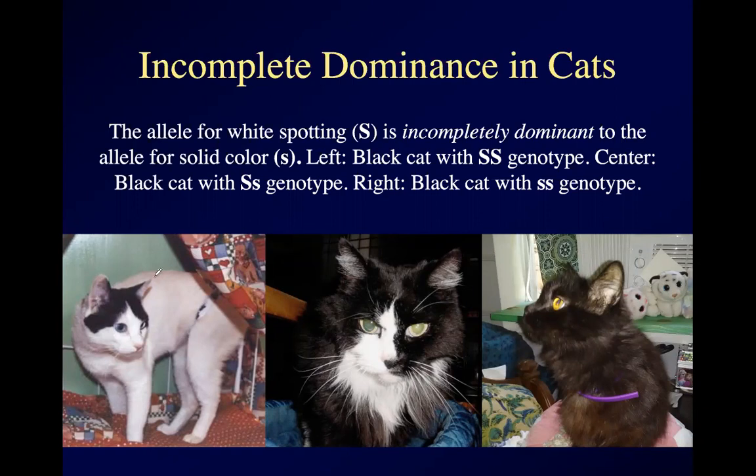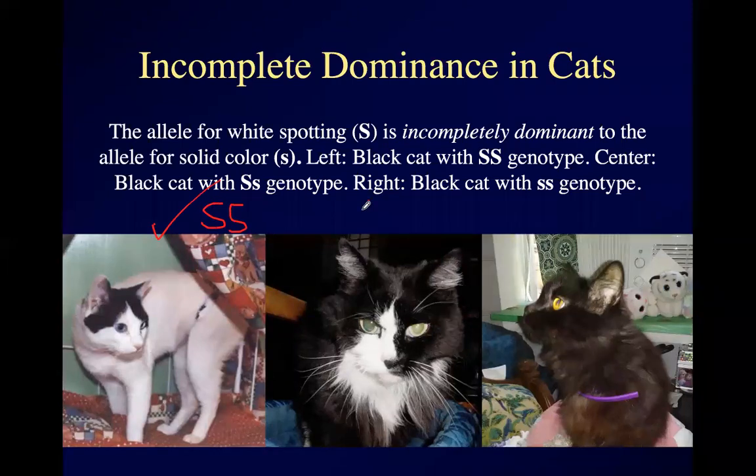This cat on the left, however, is also homozygous for the white spotting allele. So this is a white cat, but the white cat is covered with so many white spots that the cat has basically become a white cat with only a little bit of black. Okay, this is a white spotted cat on the left, where the cat has this homozygous dominant genotype, and the cat has so many white spots that it's mostly solid white.